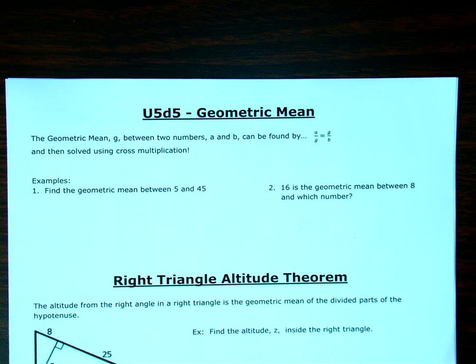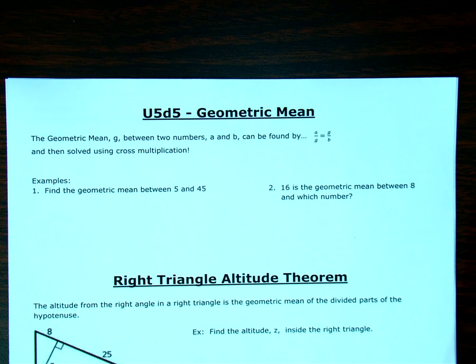Hi, in this video we're going to look at Unit 5, Day 5, geometric mean. The geometric mean between two numbers is a type of average, right? Because mean means average. But this is a different kind. You're not just adding the numbers together and dividing by how many there are and finding your traditional average. This is a geometric mean, or a geometric average between two numbers.